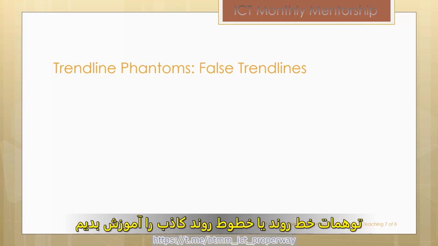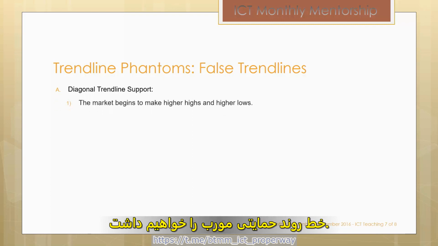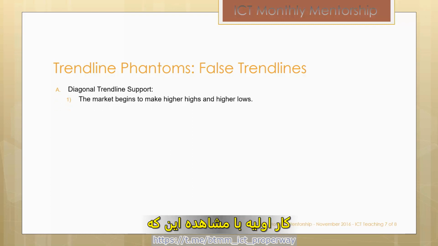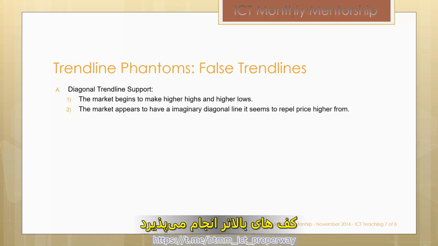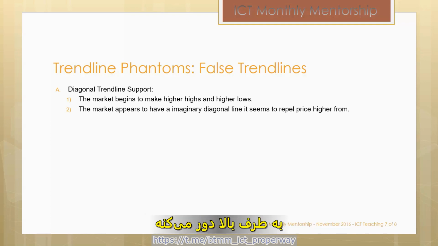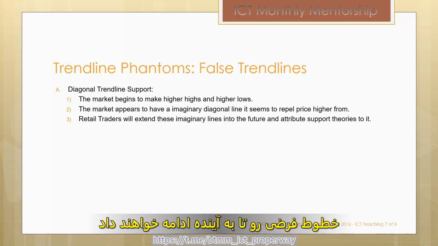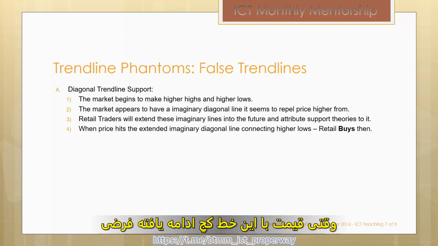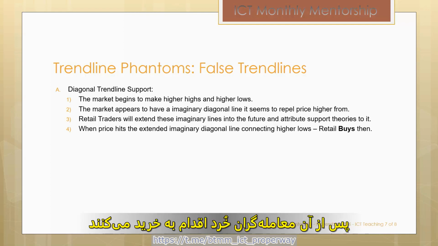We're going to be teaching trendline phantoms, or false trend lines. The first is going to be diagonal trendline support. The priming is done by way of seeing the market begin to make higher highs and higher lows. The market appears to have an imaginary diagonal line it seems to repel price higher from. Retail traders will extend these imaginary lines into the future and attribute support theories to it. When price hits the extended imaginary diagonal line connecting higher lows, retail traders buy it then.